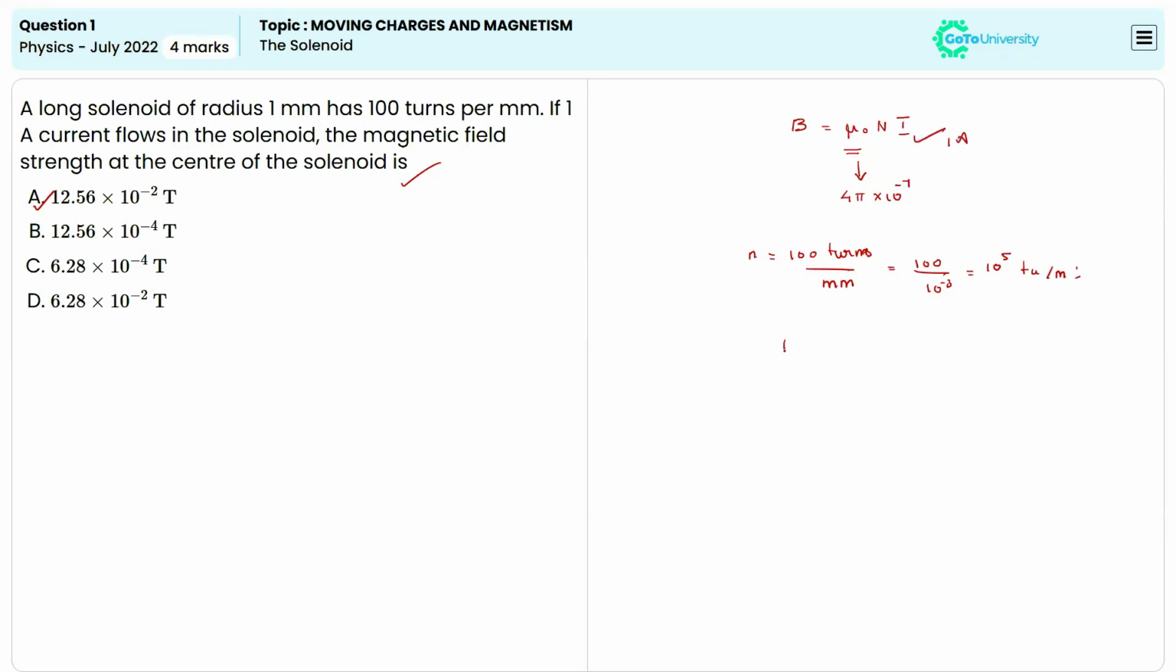So now we can apply all the values. B will be equal to 4 pi times 10 to the power negative 7 times 10 to the power 5 times 1. When we simplify all, we will get the answer of 12.56 times 10 to the power negative 2 Tesla. Yes, very good. So the correct answer for this question is option A. You people did very good work.